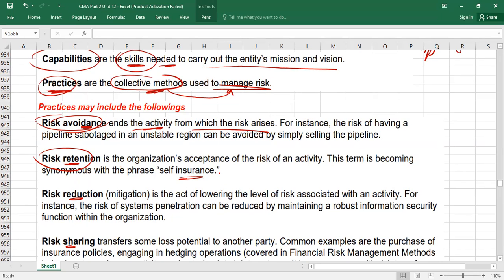And what is risk retention? You are ready to invest in the stock exchange. You are ready to accept the risk, but you are not taking any strategy to reduce it. That is called retention. Retention means that you are accepting the risk, right? But you don't have any internal or external strategy to reduce the risk. That is called risk retention.